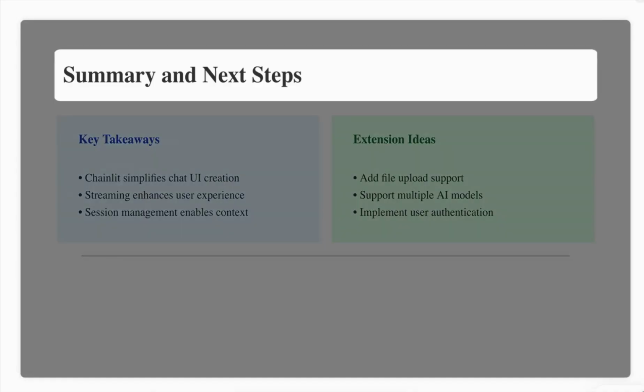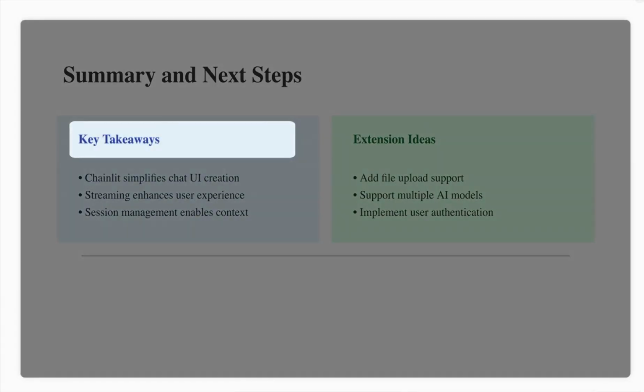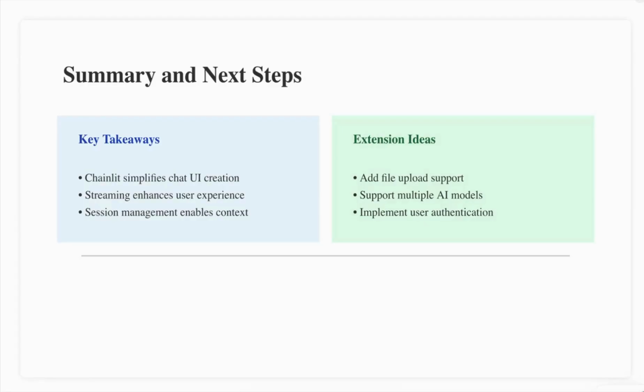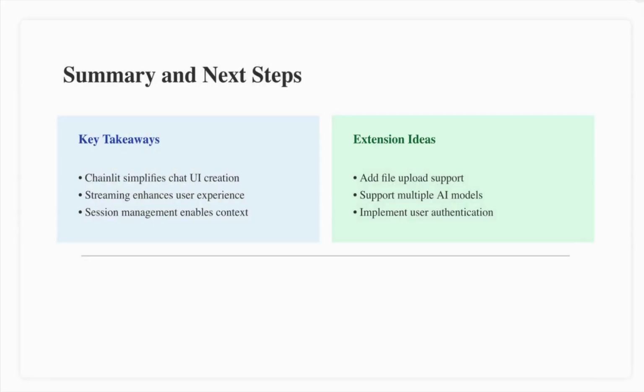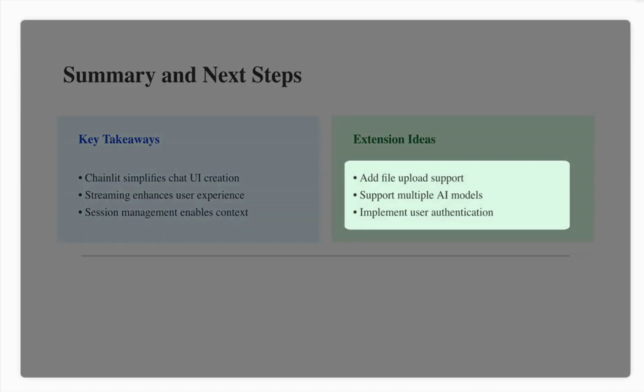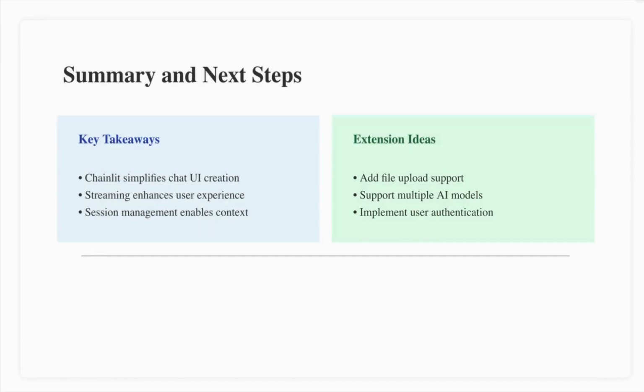As we wrap up today's session, let's review the core concepts we've built together. Key takeaways include how Chainlit streamlines chat interface creation, the importance of streaming for real-time user feedback, and session management for maintaining conversation context. For your next steps, consider enhancing the application with file uploads, multi-model support, or user authentication to expand its capabilities. These extensions will help you build a more robust, secure, and versatile chat system ready for production use.